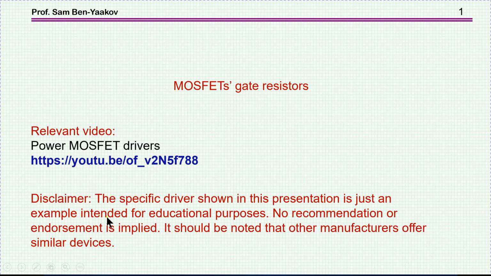There is a disclaimer here that the specific driver shown in this presentation is just an example intended for educational purposes. There is no recommendation or endorsement implied. And also it should be noted that other manufacturers offer similar devices.